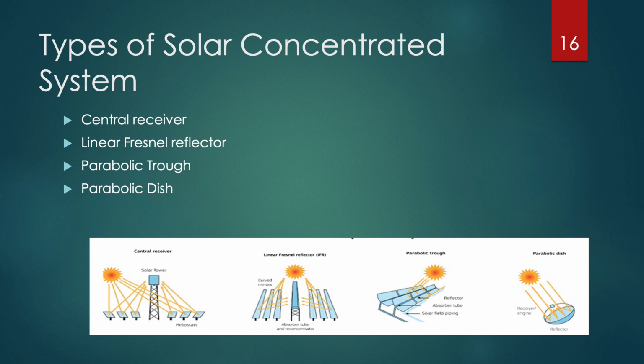Types of solar concentrated system. There are many different types of solar concentrated system, and today we will be focusing on the main four systems that many companies are using. First is the central receiver. Second is the linear Fresnel reflector. Third is the parabolic trough. Lastly is the parabolic dish.